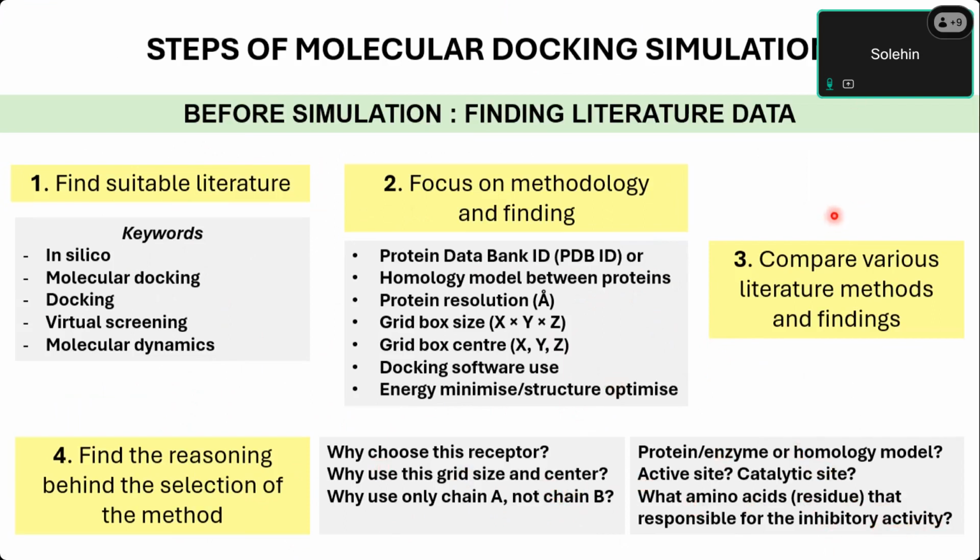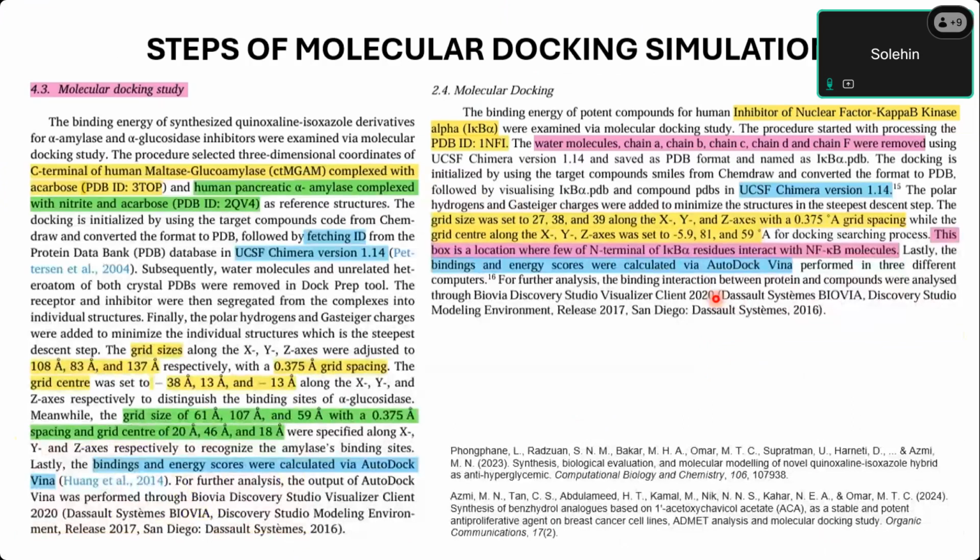Okay, moving on. Okay, this is a paper from our colleagues. You can see here, this is Laksani and Shira's paper using an anti-diabetic study. Okay, we can see here, this is from the method. I just screenshot the paper, and for the method, it clearly states that it used the C-terminal of human maltase-glucoamylase complex with acarbose, PDB ID 3TOP. Okay, this one, the PDB ID that I mentioned to you, you need to highlight this PDB ID 3TOP and PDB ID 2QV4.